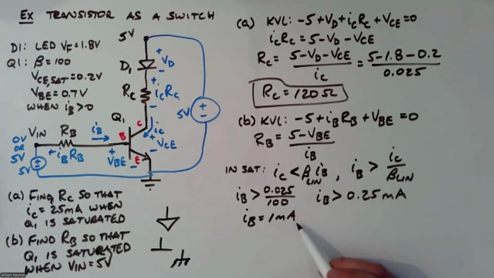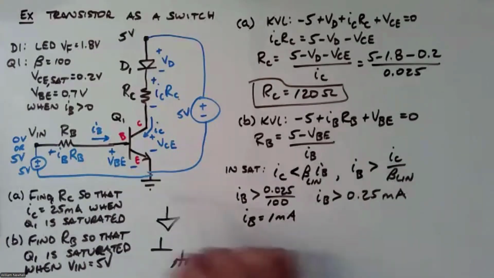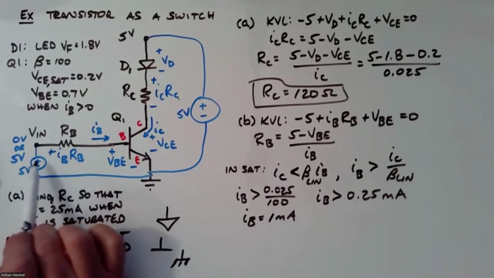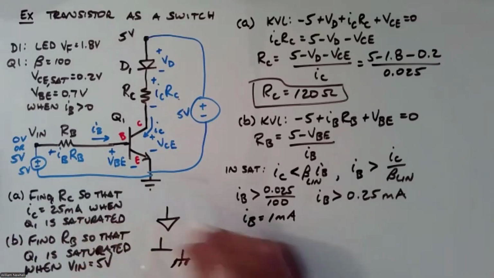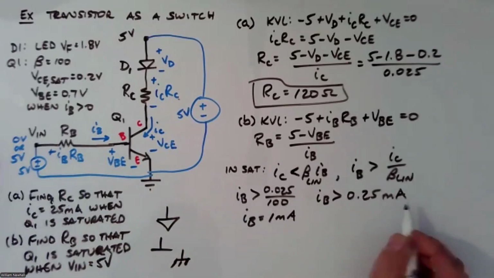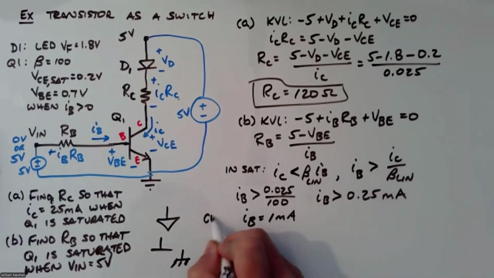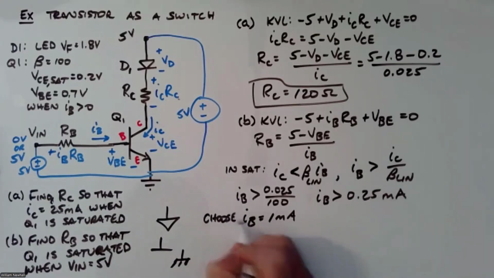I mean, if you chose 10 milliamps, that would work, but you'd be taking battery current, right? Discharging your battery unnecessarily if this is a battery powered device. Okay, so I just chose that. So I choose, as my engineering decision, 1 milliamp.